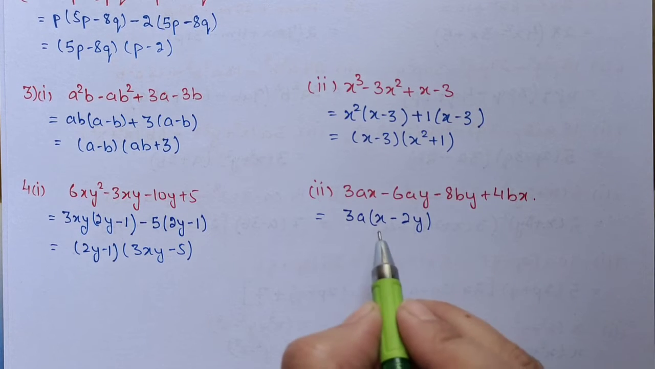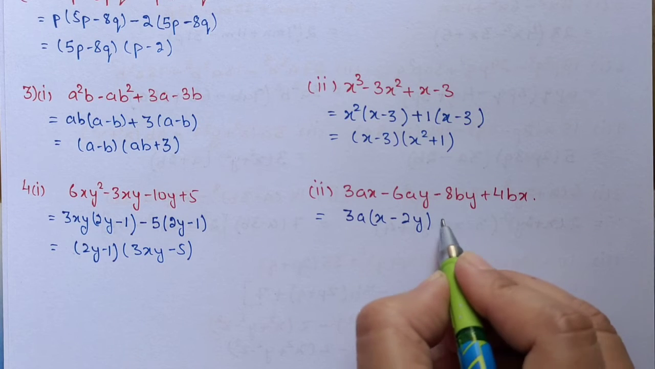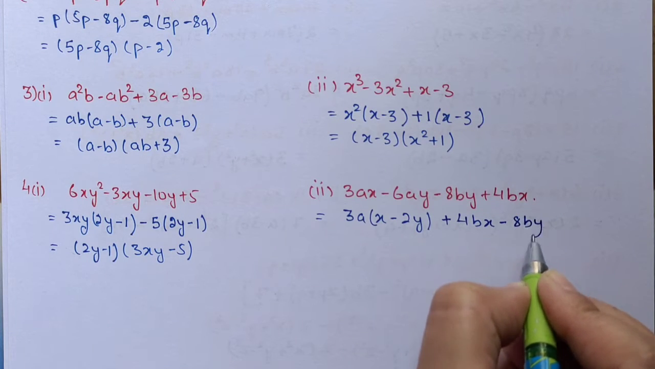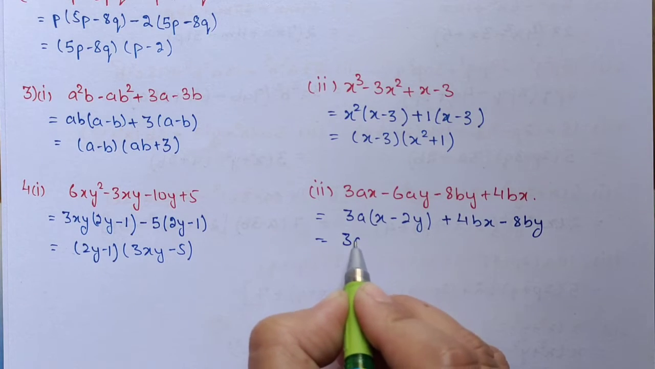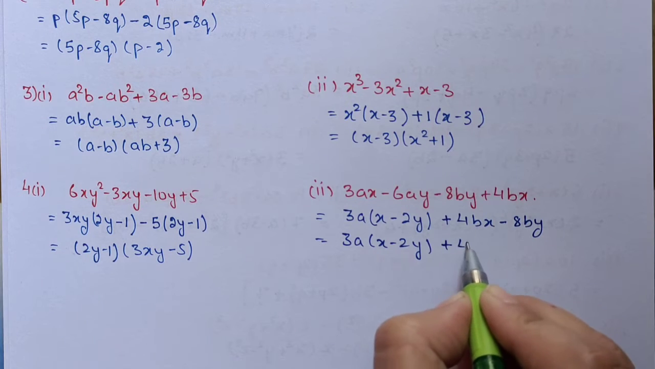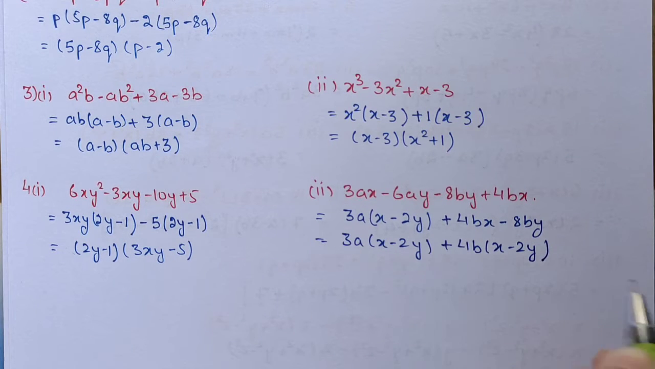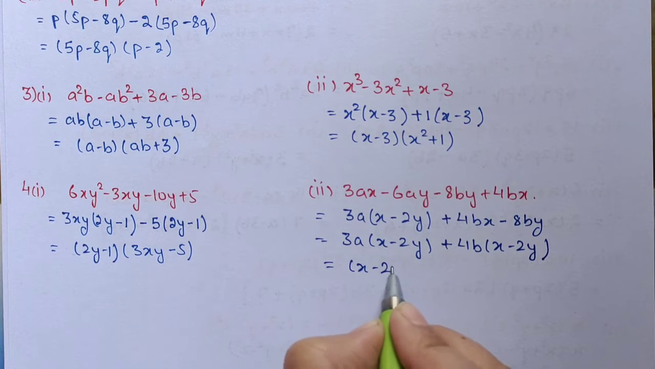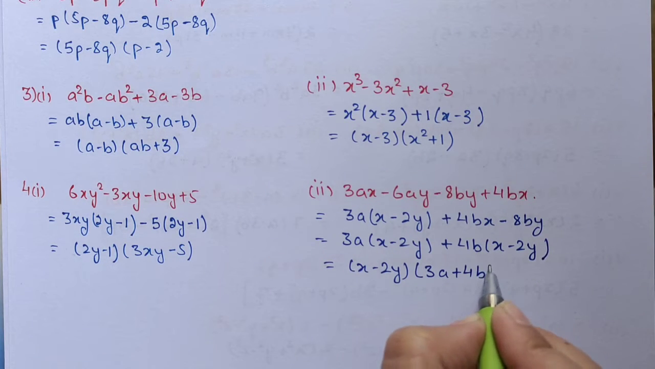It means these terms are coming in a different order. So first we will interchange these two. We can write 4bx in the first place, 8by in the second place. Now we will take out common. When we take 4b as common, then we have x minus 2y inside the bracket. Now this full bracket x minus 2y we can take out common, and another bracket will be 3a plus 4b.